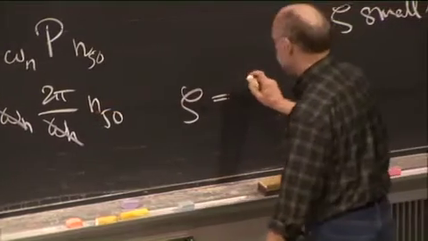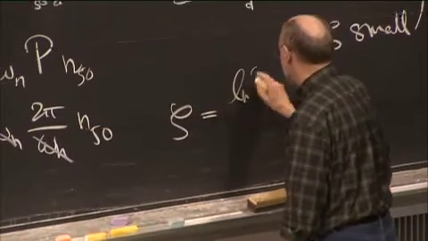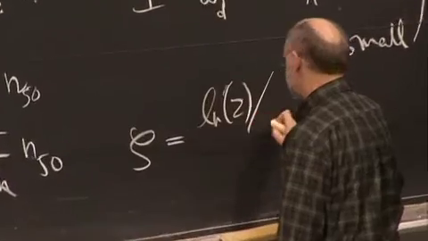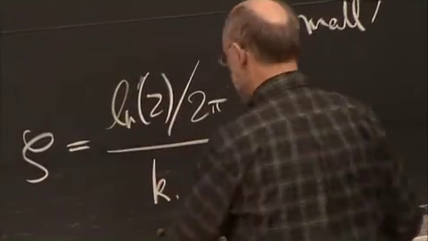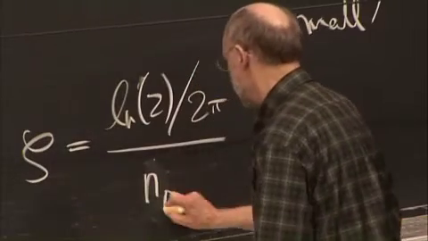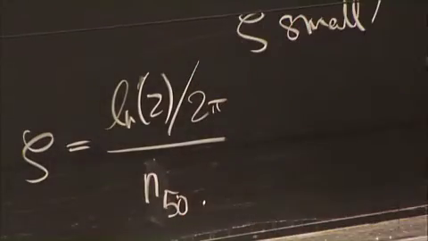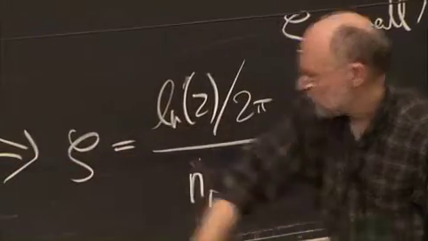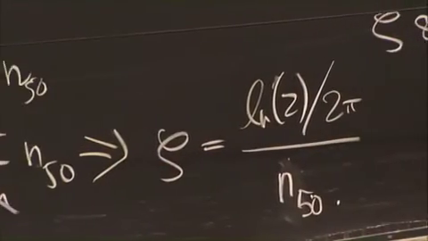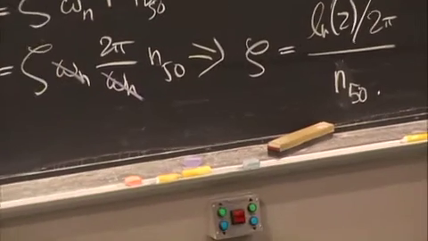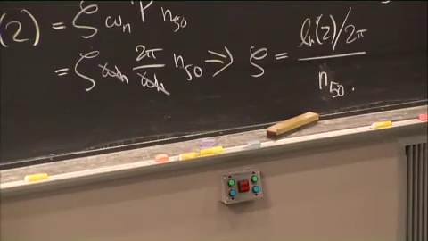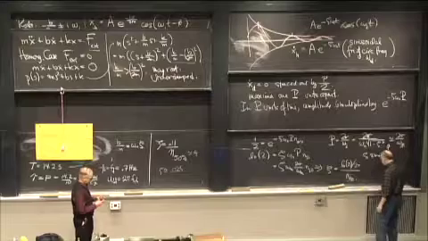And that lets me compute what zeta is in terms of this number of cycles. And what I get is the natural logarithm of 2 divided by 2 pi, and all that over n50. So there's an estimate for what zeta is in terms of the number of cycles it takes until you reach half amplitude. And it has this mysterious numerator in it.